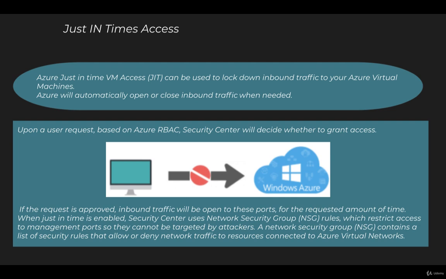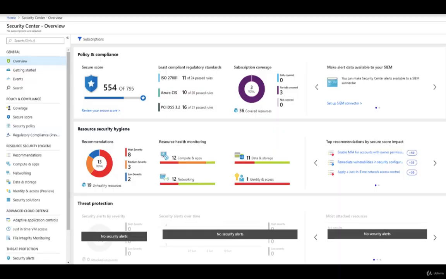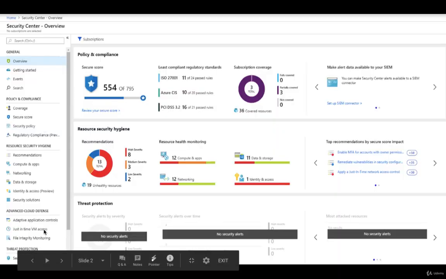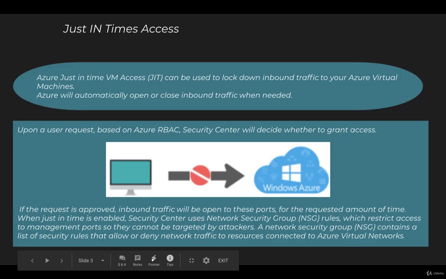So that is it for this lecture. We had a high-level overview of adaptive security control and the file integrity monitoring feature, and then an overview of just-in-time access, how it works, and why it is required.